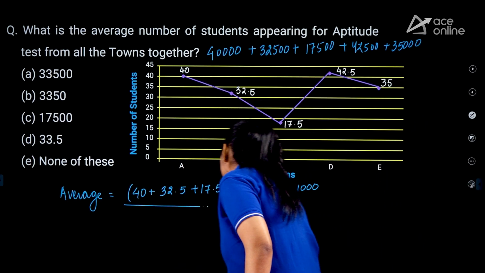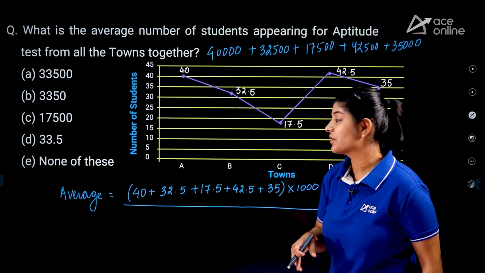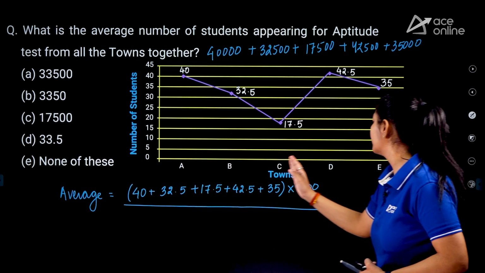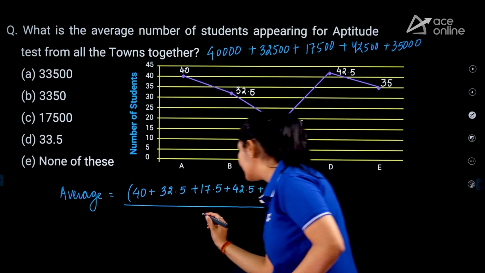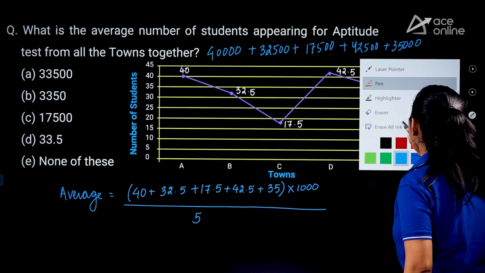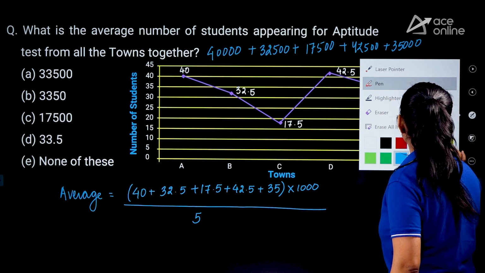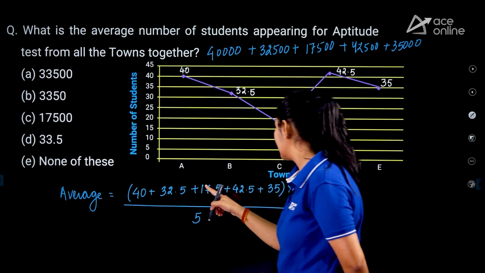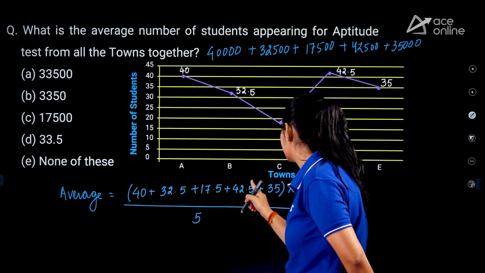Okay. Now divided by the number of observations that we are having. So 1, 2, 3, 4, 5. So we just simply divide it by 5. Now when I do all the calculation over here, what are we getting? So 5, 5 and 5.